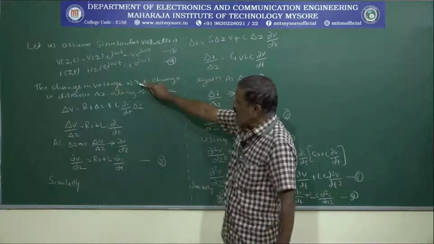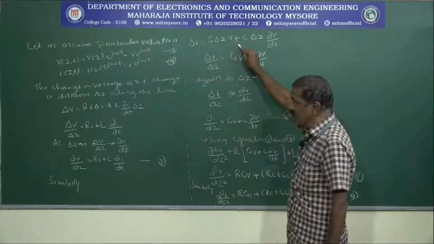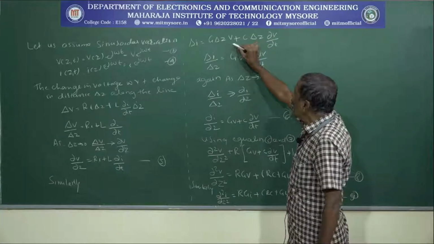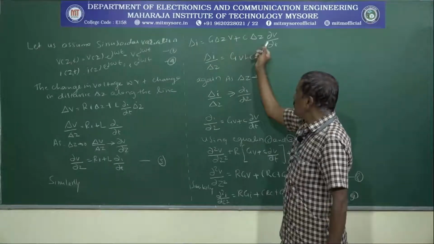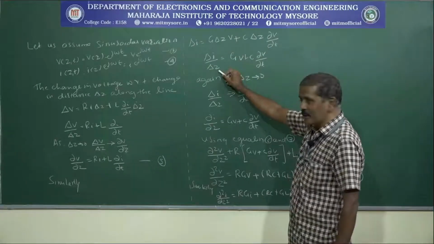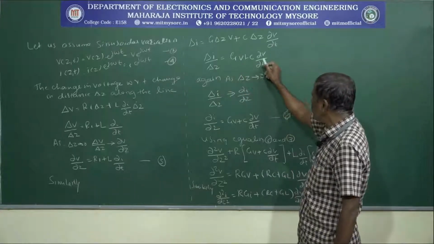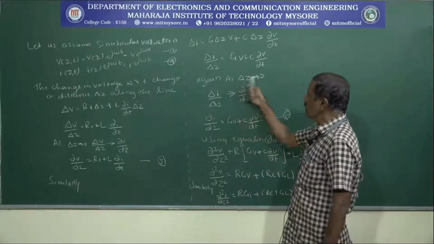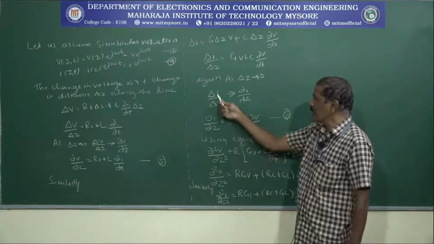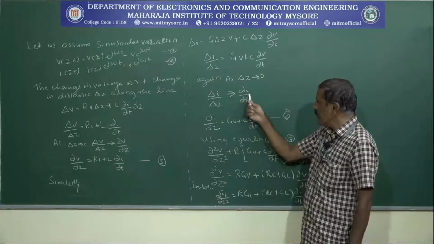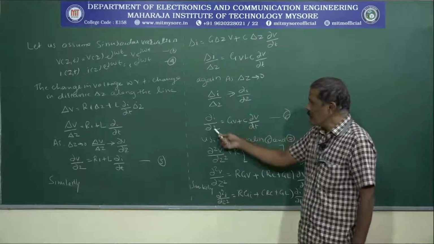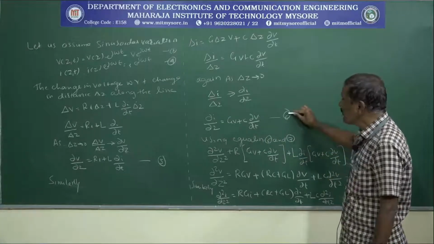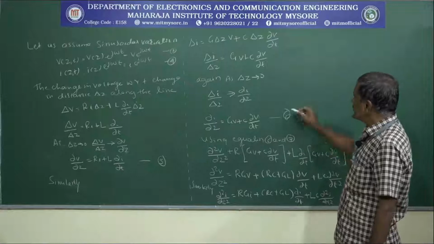Similarly, as you calculated the change in the voltage, you can also calculate the change in the current. The change in the current can be calculated from these equations, and here also you can simplify these equations, take the delta Z to the denominator, then it becomes G into V plus C into dou V by dou t. Again, as delta Z tends to 0, delta I divided by delta Z becomes dou I by dou Z. Then dou I by dou Z is equal to GV plus C into dou V by dou t, call it equation number 6.